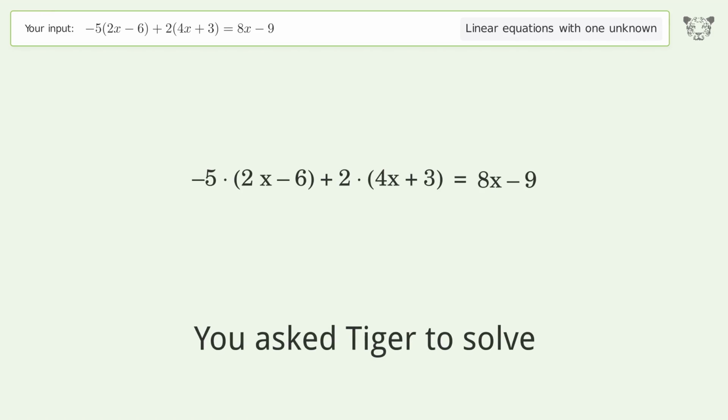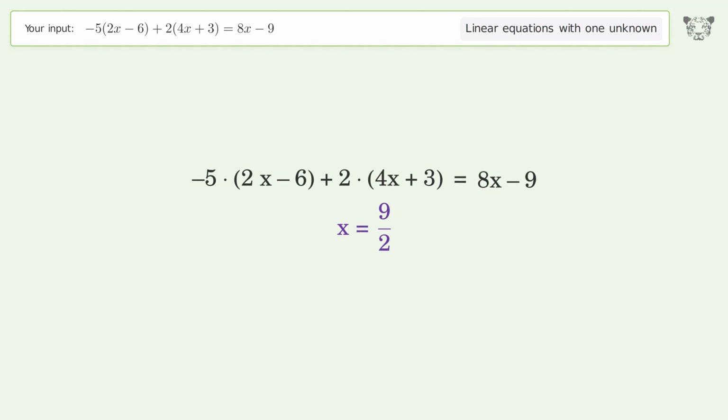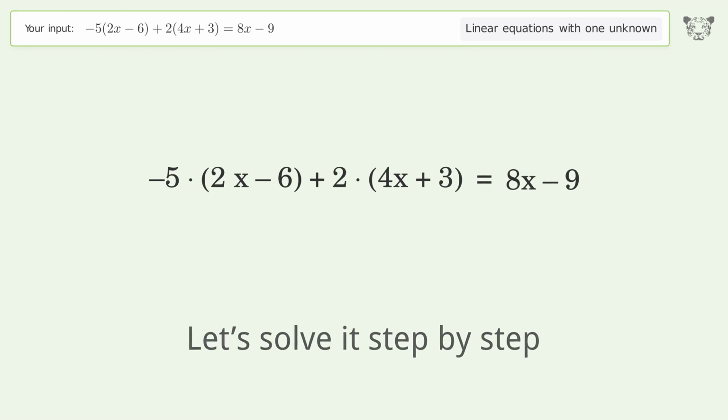You ask Tiger to solve. This deals with linear equations with one unknown. The final result is x equals 9 over 2. Let's solve it step by step.